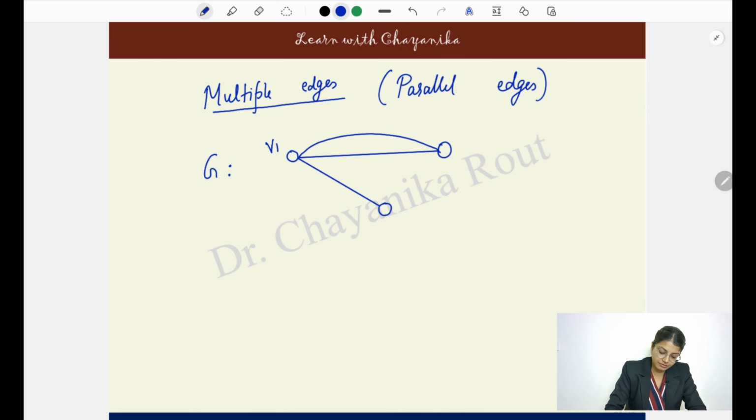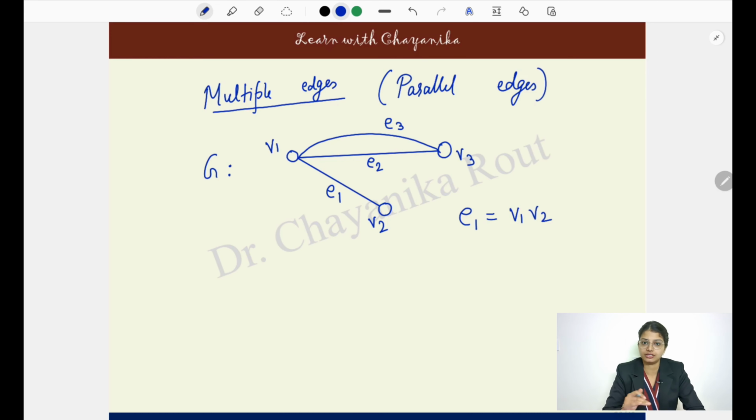So here I have three vertices V1, V2, V3 and I have three edges E1, E2 and E3. So which are the multiple edges in this graph? Those edges in a graph which share both their endpoints are called multiple edges. If you represent your edges in terms of the end vertices, E1 is V1, V2, because E1 has V1 and V2 as its end vertices. For E2, we have V1, V3. For E3, we have V1, V3.